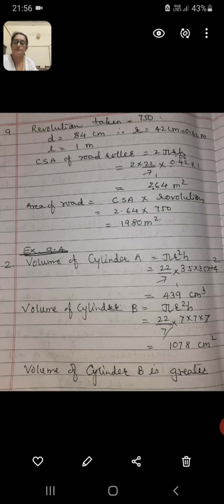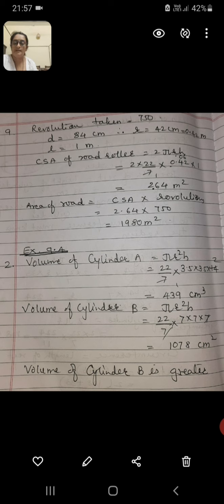So the radius is 42, half of that, because we need the radius for the calculation. Convert it into meter, that is 0.42 meter, because the length of the road roller is given as 1 meter. So the radius is 0.42 meter and the length is 1.1 meter. Now we know the CSA, that is the curved surface area of that road roller, which is the area covered in one revolution of the roller.